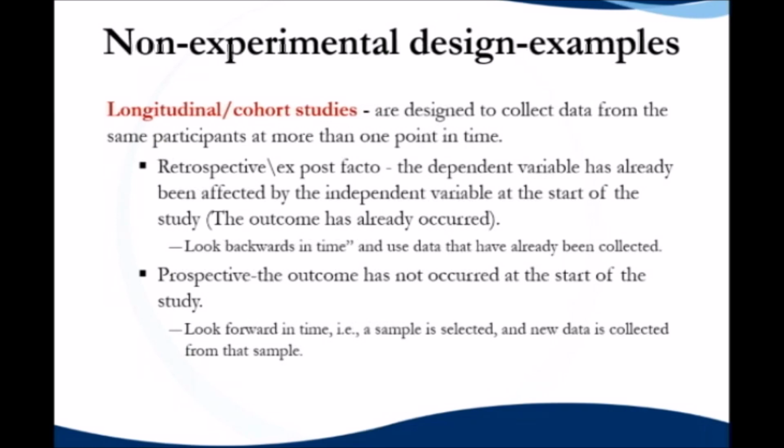So we have two types within these longitudinal studies. We have retrospective, which means we look into what has happened. So the dependent variable has already been affected by the independent variable. The outcome that we are interested in has already happened. And then now we look back to see what happened.